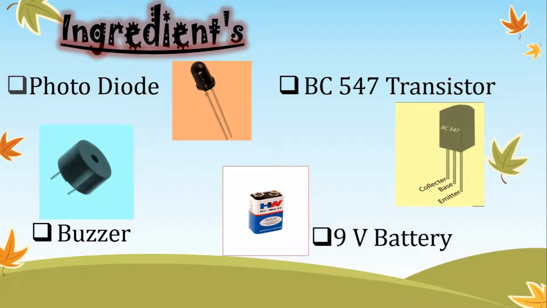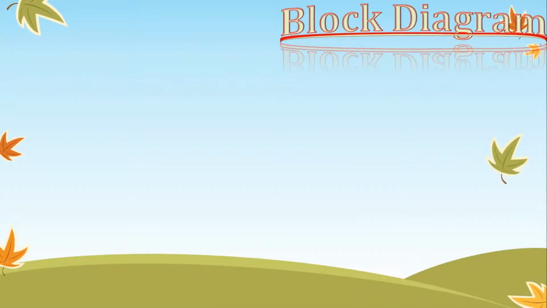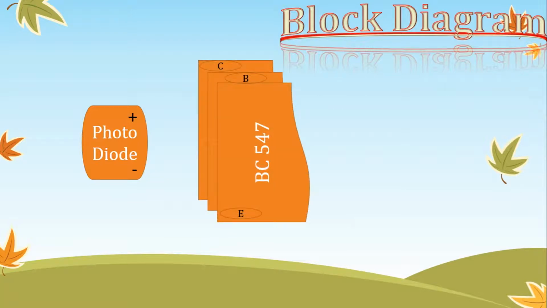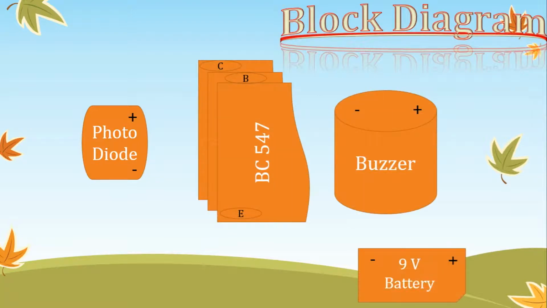Next we can see the block diagram of this system, the fire alarm system. We can place a photodiode here, then the BC547, then the buzzer and the battery here. Now we can go for making the internal connections among these components.